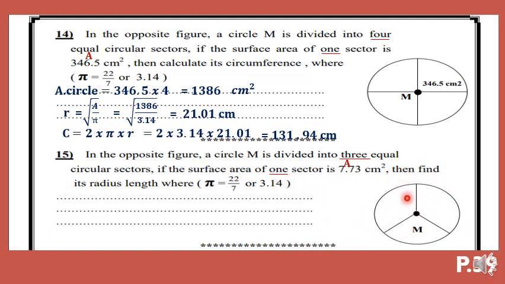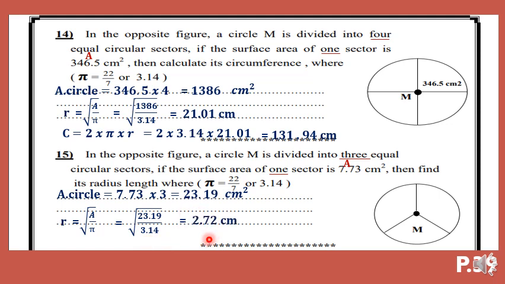Here we have 3 equal parts. The area of one part is 7.73 square centimeters. So the area of the whole circle, I'm going to find it by multiplying 7.73 times 3 equals 23.19 square centimeters. Here is the area of the circle. I need to find the radius. R equals square root of area over pi, which equals square root of 23.19 over 3.14 equals 2.72 centimeters.